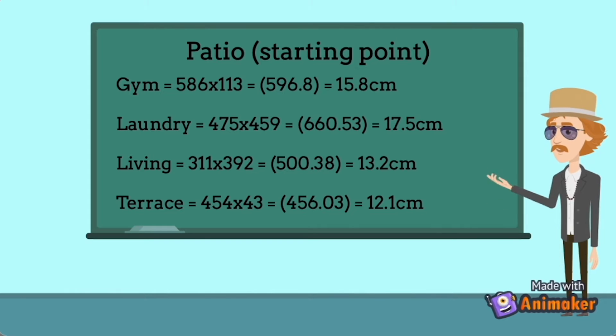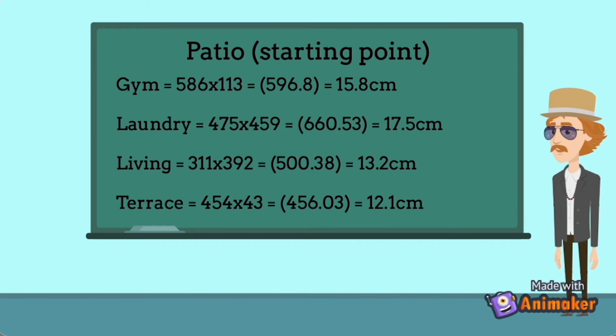But in order to find the distance from the patio to the gym, we use the pixels on our map and we substitute. We can see here 586 and 113. This is the distance in pixels from the patio to the gym. What we're going to do is substitute this into the right angle triangle formula to find the hypotenuse, the formula being c equals square root of a squared plus b squared. Substituting 586 and 113 into this formula will give us 596.8, which is still in pixels.